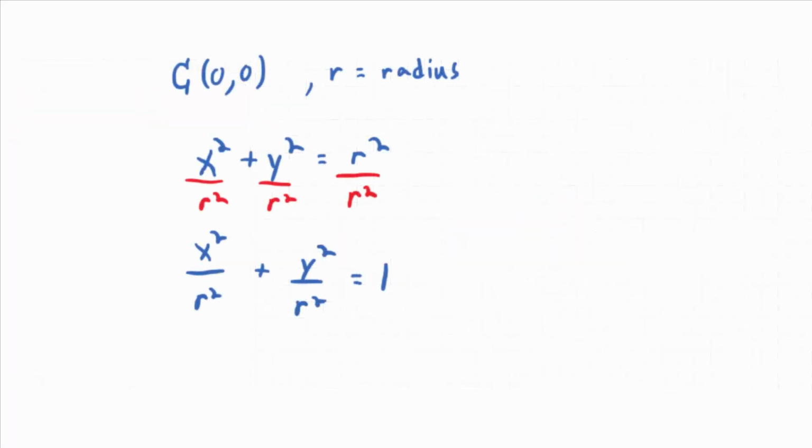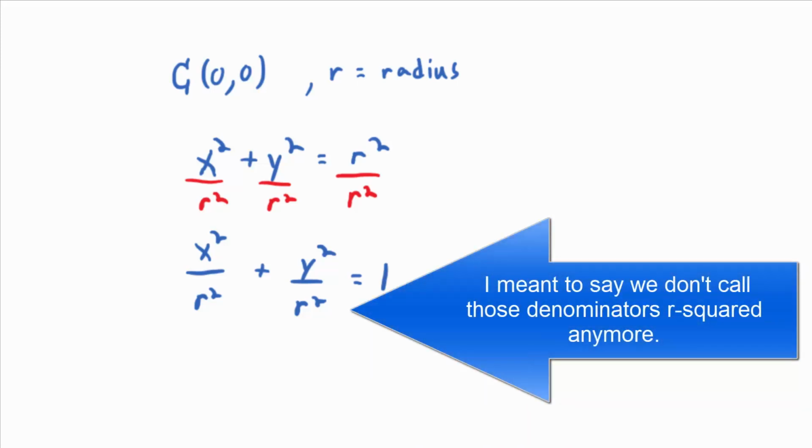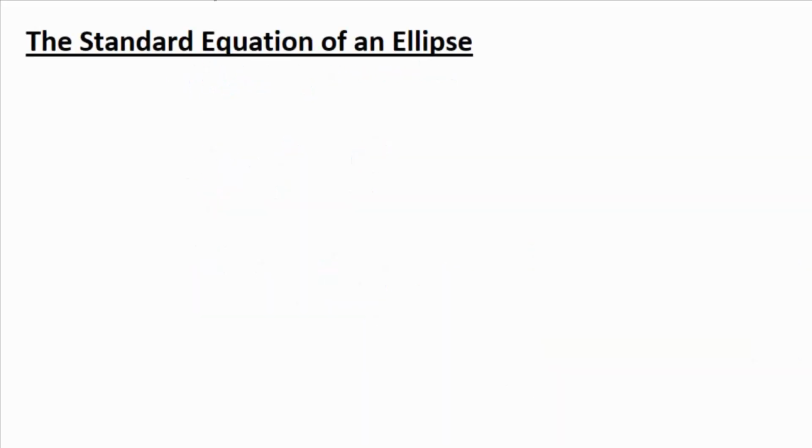In general, then, if you want to talk about the standard equation of an ellipse, we don't call those two denominators r anymore because they're not necessarily the same. So the standard equation of an ellipse centered at 0, 0 would look like this: x squared over a squared plus y squared over b squared equals 1.